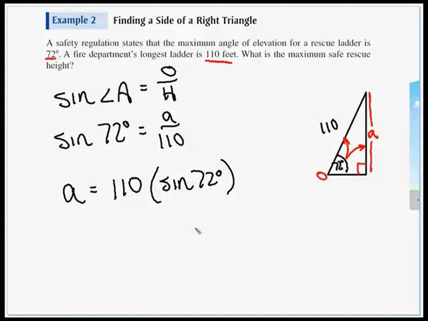So here we just punch that into the calculator. 72, hit the sine key, multiply that answer by 110, and we get approximately 104.6 feet.